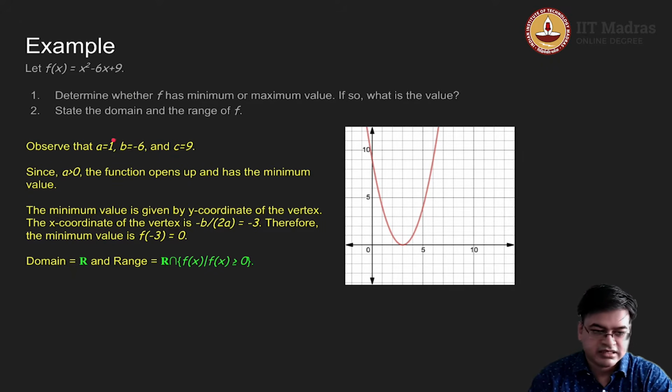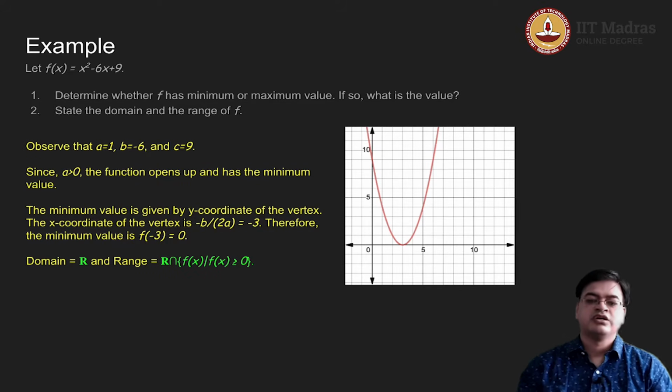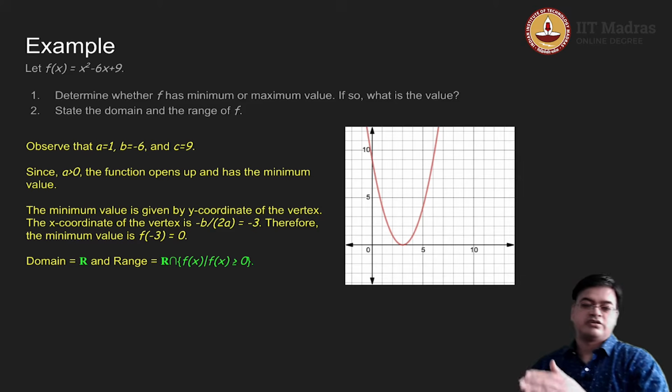Since a is greater than 0, the function opens up. If the function opens up, then it will have a minimum value. Right? So the answer to the first question, whether f has a minimum or maximum value, is that it has a minimum value. Once it has a minimum value, it cannot have a maximum value. If so, what is the value?